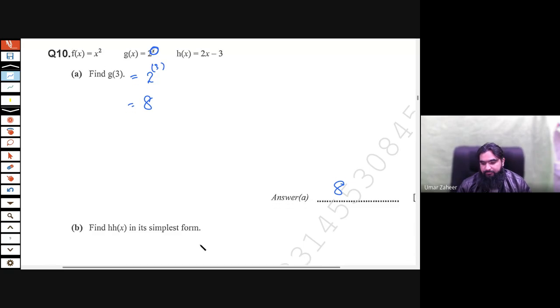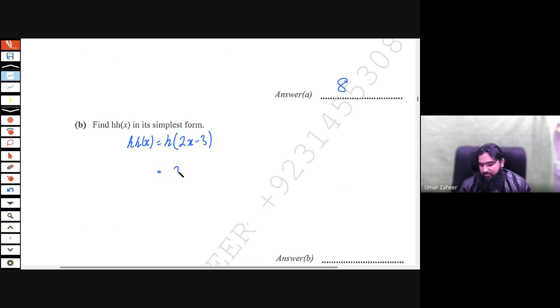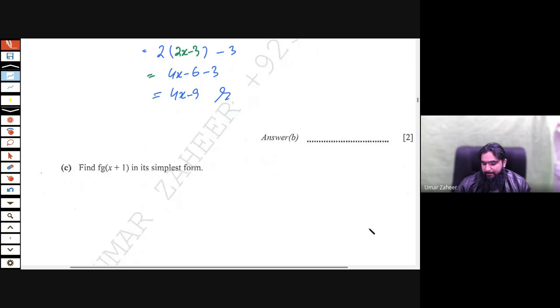Okay, sir. Now we have h of x is equal to 2x minus 3. Find h into h of x. So h as it is, at the place of h of x we put 2x minus 3. Now again the function h, 2x minus 3, and at the place of x we substitute 2x minus 3. So it is 4x minus 6 minus 3, which is 4x minus 9.